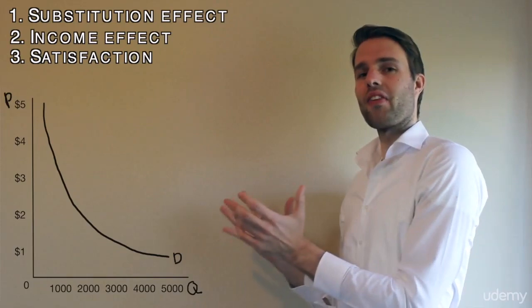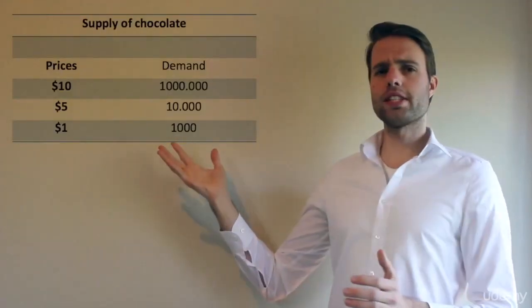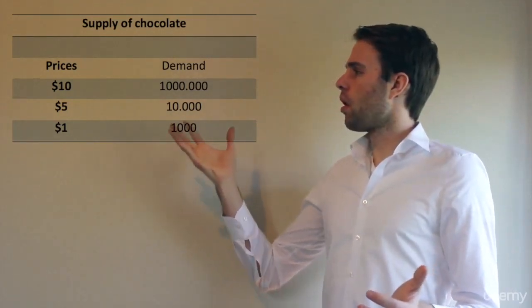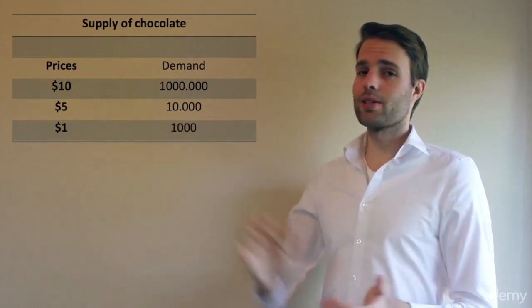Great, now we understand demand. Let's look at the supply side. And we can see the exact opposite happening here as we saw with demand. Now, 1 million chocolate bars are being supplied to the market if they're being sold for $10.